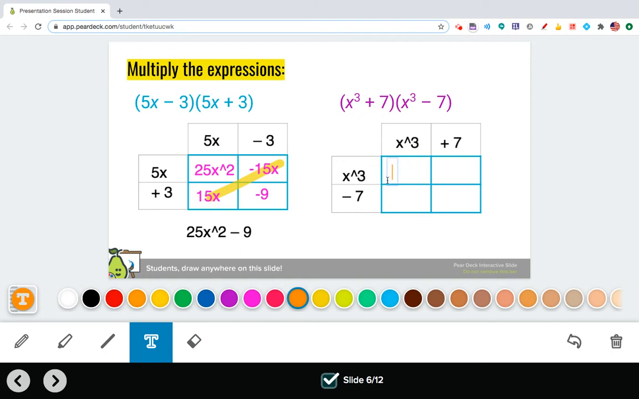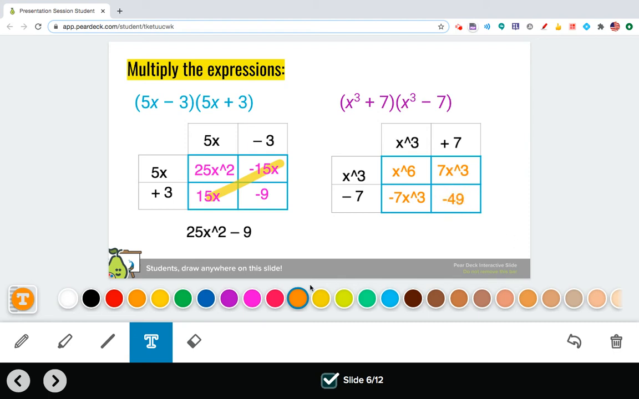So x cubed times x cubed, well, let's think about that. There's going to be 6 x's being multiplied together, right? So this is going to be x to the 6th. 7 times x cubed is 7x cubed. Negative 7 times x cubed is negative 7x cubed. And 7 times negative 7 is negative 49.